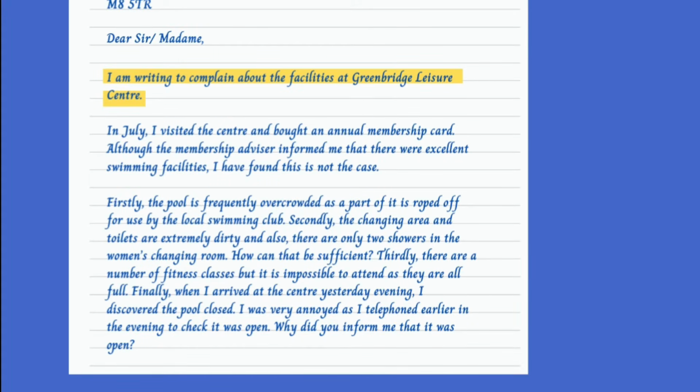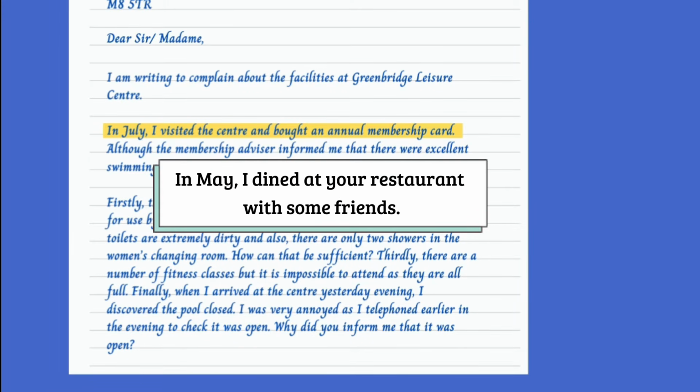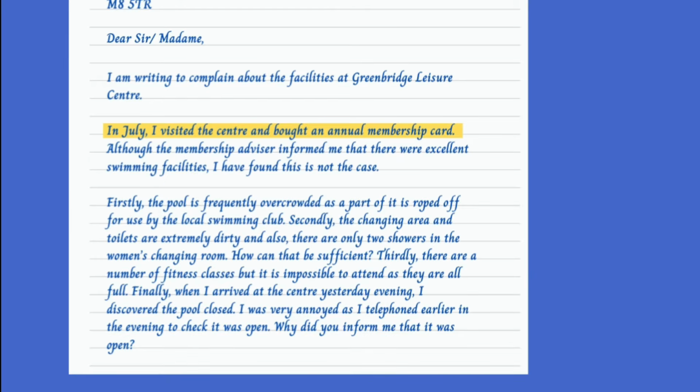In July, I visited the center and bought an annual membership card. This is how you can start the main paragraph. Start off by explaining what happened, where, when. In May, I dined at your restaurant with some friends. In April, I called your office to ask for some information. Remember, pay attention to the punctuation. Use the comma, the capital letters and the full stop correctly.